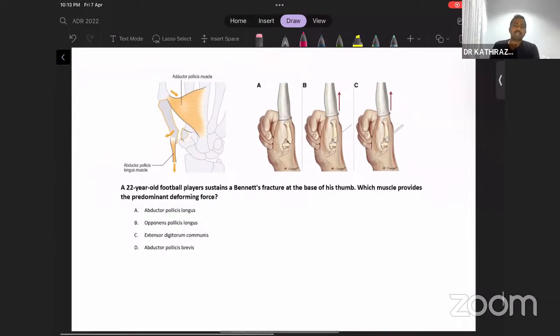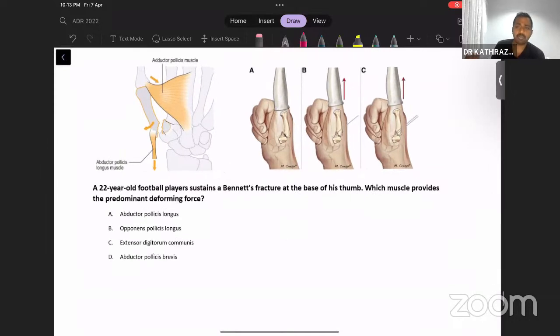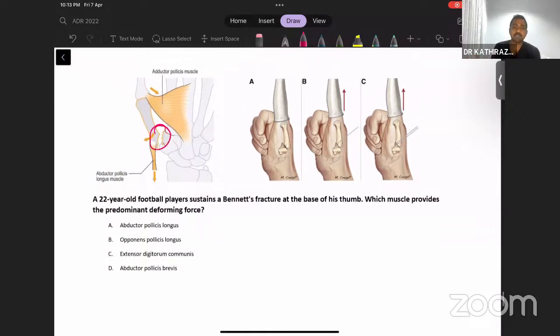Okay. Whenever there is a Bennett fracture, you all know Bennett fracture. Bennett fracture is the base of the first metacarpal. But in Bennett fracture, what makes the reduction of the dislocation and reduction of the fracture difficult? Which tendon? Abductor pollicis longus.